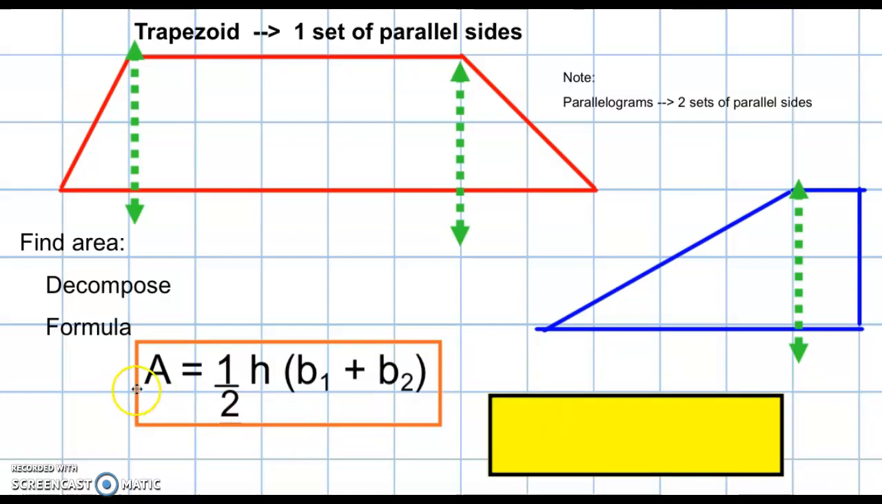There is also a formula, and I will show you how it's derived, but for right now, here it is. The area is 1/2 times the height times base 1 plus base 2. Now, this right here could be base 1, or it could be base 2, and similarly, this could be base 1 or base 2. It doesn't really matter.